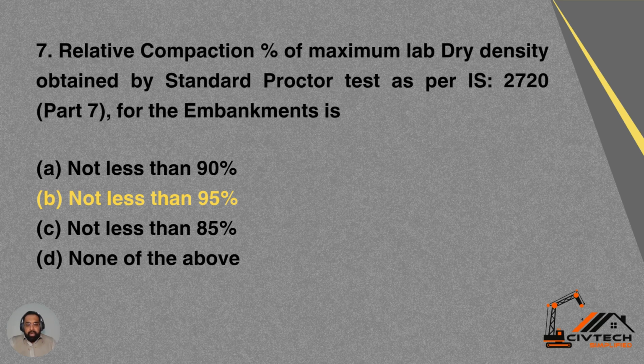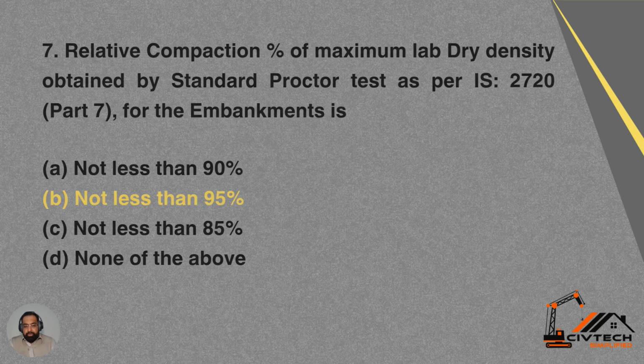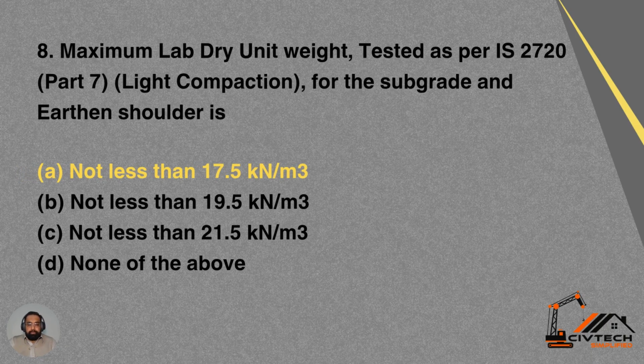Question number 7. Relative compaction percentage of maximum lab dry density obtained by standard Proctor test for embankment is dash. Option A, none; not less than 90%; not less than 95%; not less than 85%; none of the above. So B is the correct option. The relative compaction percentage should be equal to or more than 95%. So B is the correct answer.